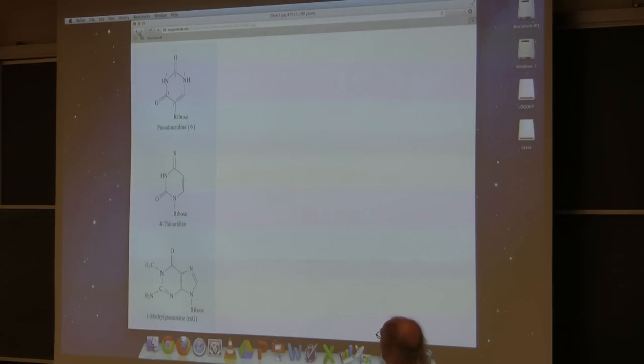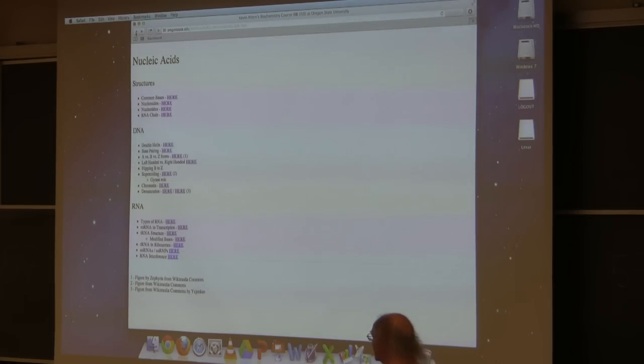Okay, and no, you don't need to know which ones there are, but you should know that transfer RNAs do have modified bases. The other RNAs don't have as much in the way of that.